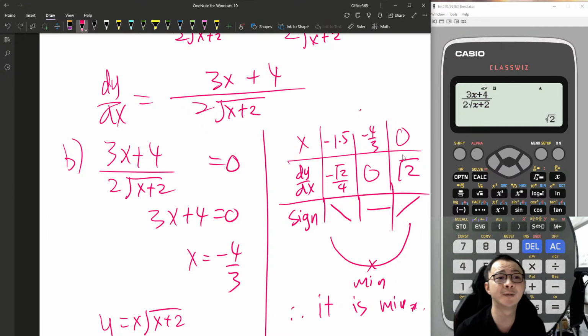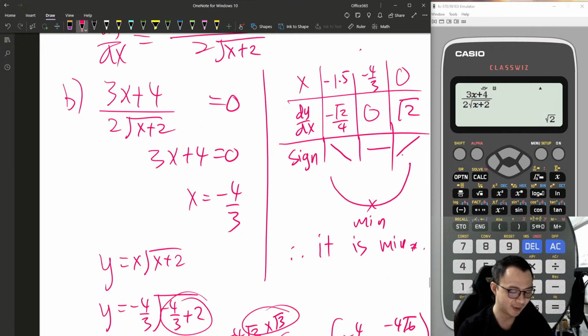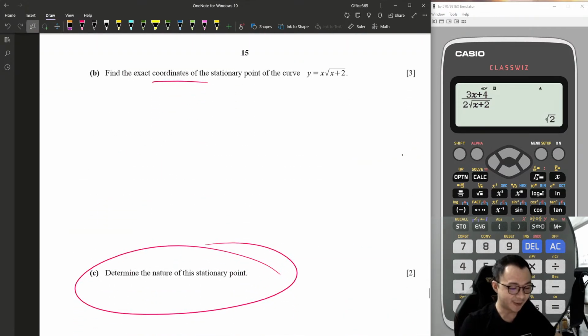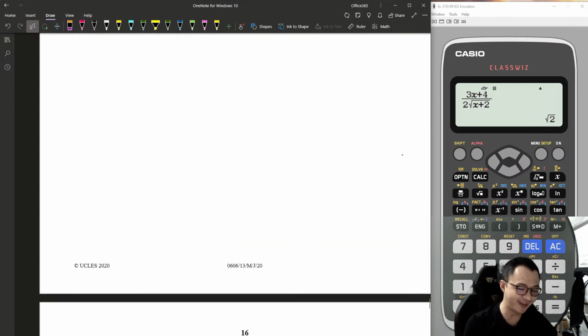Okay, so yeah, this is how we do it. Of course, you may say, sir, I prefer to do the second derivative. Can I do that? Yes, you can go ahead and do that. No problem. Okay, so I think we are literally done already, right?